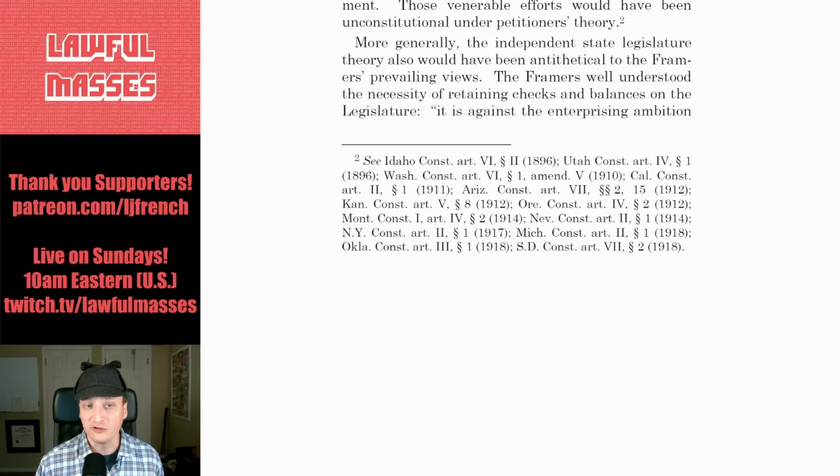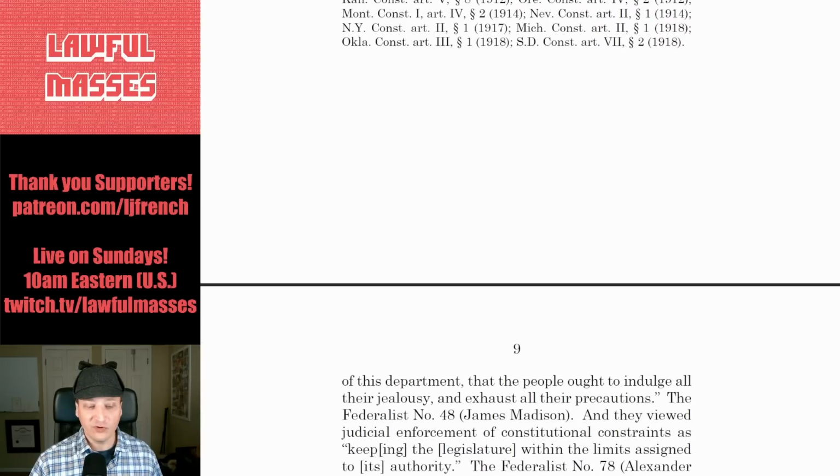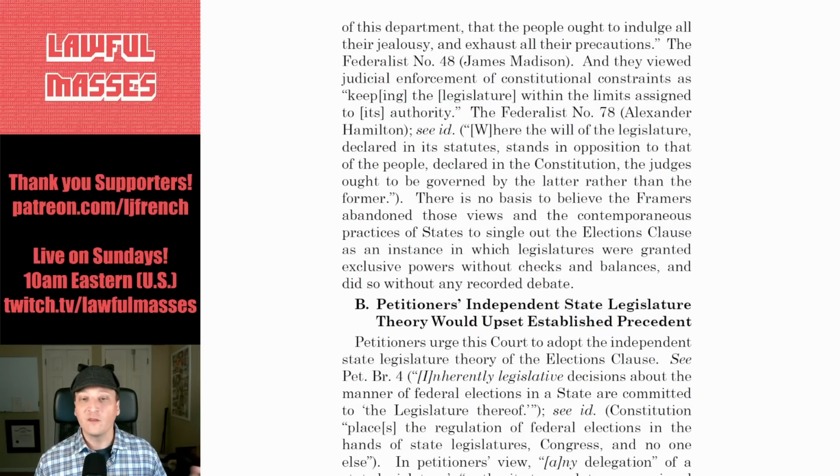The framers well understood the necessity of retaining checks and balances on the legislature. Quote, "It is against the enterprising ambition of this department that the people ought to indulge all their jealousy and exhaust all their precautions." From the Federalist number 48 by James Madison. And they viewed judicial enforcement of constitutional constraints as keeping the legislature within the limits assigned to its authority. From the Federalist number 78 by Alexander Hamilton. Quote, "Where the will of the legislature, declared in its statutes, stands in opposition to that of the people, declared in the Constitution, the judges ought to be governed by the latter, rather than the former."